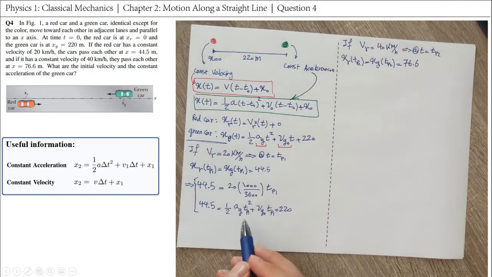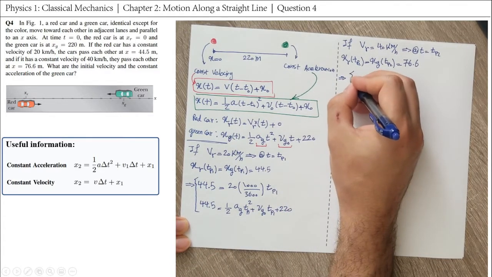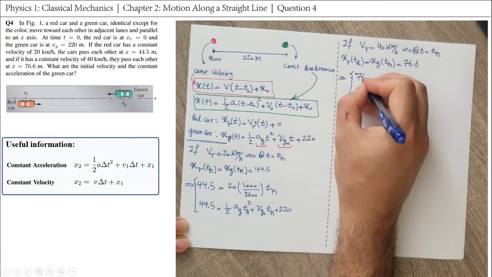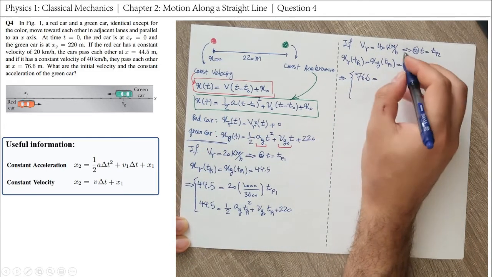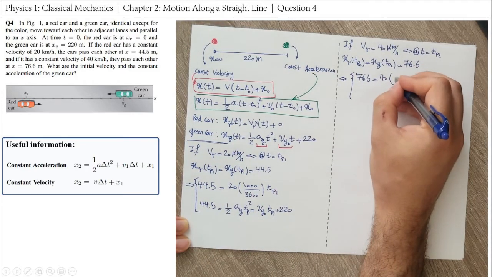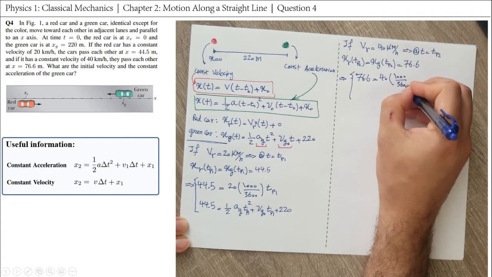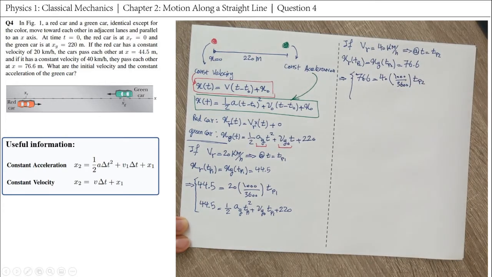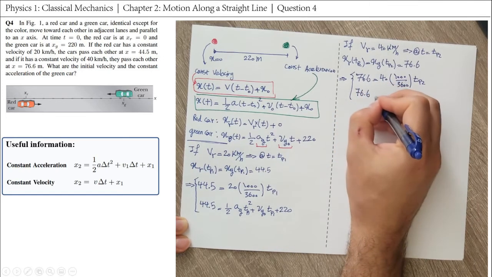And again, using the similar thing that I did here, I can write the position of the red car at this time, which is 76.6. Again, I'm using this equation, equals the velocity of the red car, which is given to us, 40, and I have to convert it into meters per second, so I have to multiply it by 1000 and divide it by 3600, times tp2.